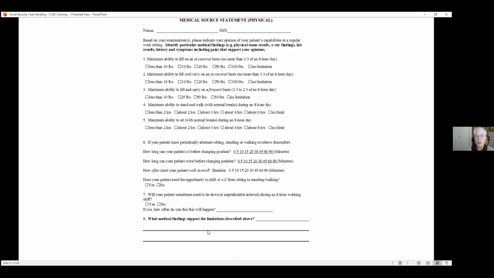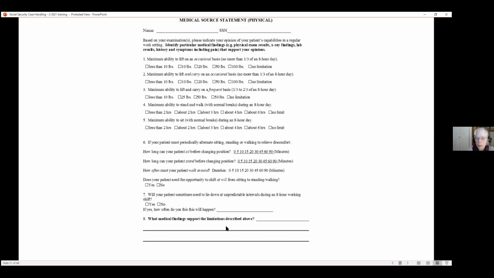So what you want to do is send this to them to try to get them to say, okay, the person has significant degenerative disc disease. What difference does that make? How does that affect them? So you get them to fill this out, and then you can submit that to the ALJ. You can see there are specific questions here about sitting and standing.